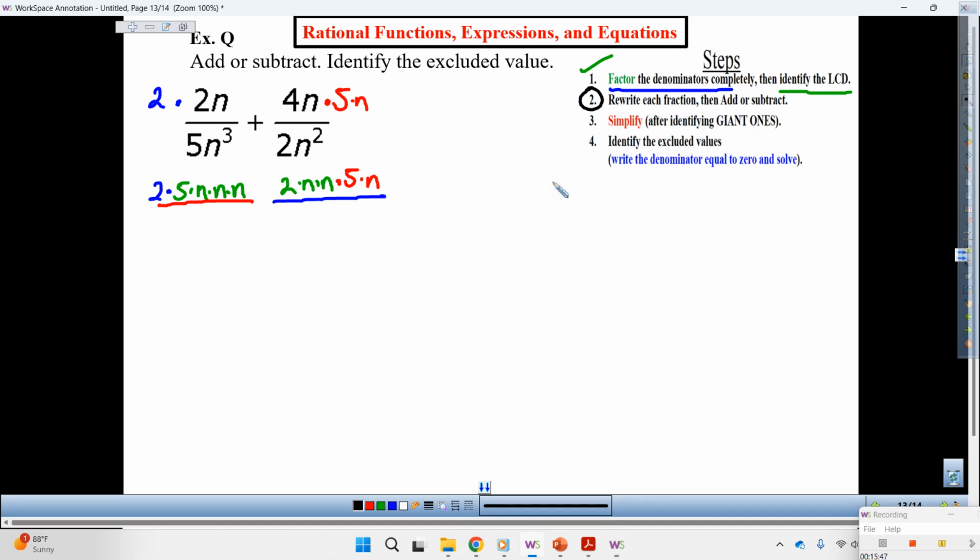It says rewrite each fraction. So, this fraction first. The denominator now is all this. Yes? Which means I'm going to write 2 times 5 times n times n times n. This one is 2 times 2 times n. Does everybody see that? This one now. The denominator is 2 times 5 times n times n times n. Numerator, 4 times 5 times n times n. Copy that, please.